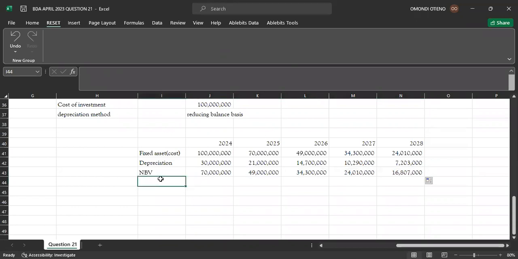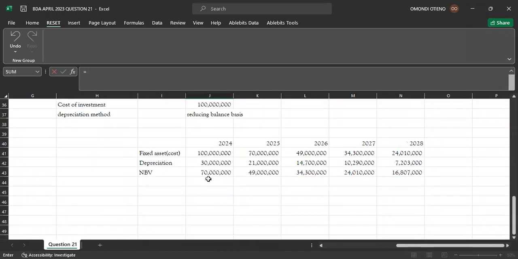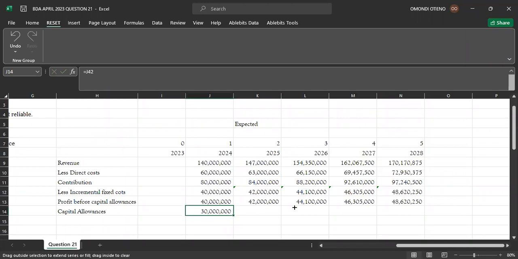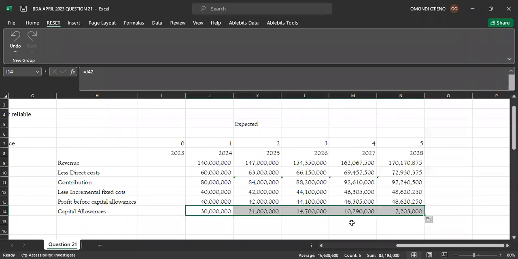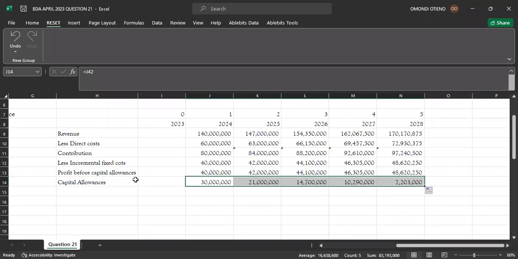Then let's come to this point here. What we are looking for is the capital allowances. Of course, this one was for demonstration. So we now get the real capital allowances, which is equivalent to what we have here. So just refer to those values to the very last point. Okay, then we now come to this particular point.